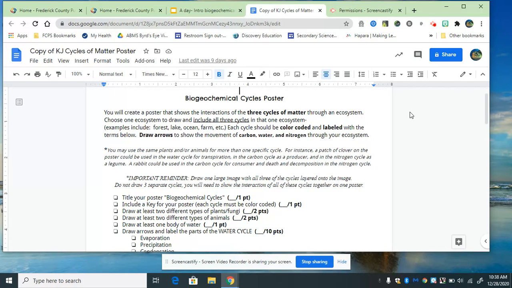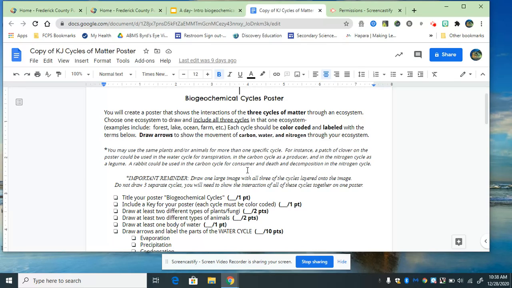Each cycle should be color-coded and labeled with the terms in the list below. Draw arrows to show the movement of carbon, water, and nitrogen through your ecosystem. You may use the same plants or animals for more than one specific cycle.